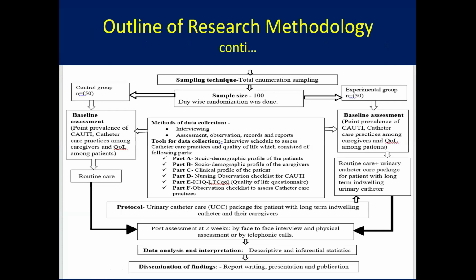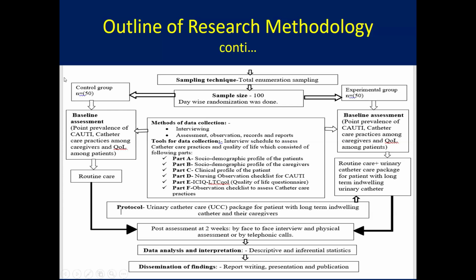Now, sampling technique, as I told you, it's a total enumeration sampling technique, and in total enumeration, the whole population we have to include during this data collection period. For sample size 100, we calculated the sample size using software, and we use day-wise randomization. For example, on the first day we have to recruit all control patients, and on the second day we have to recruit all experimental or intervention patients, because it minimizes the bias or contamination. We have to think about that.